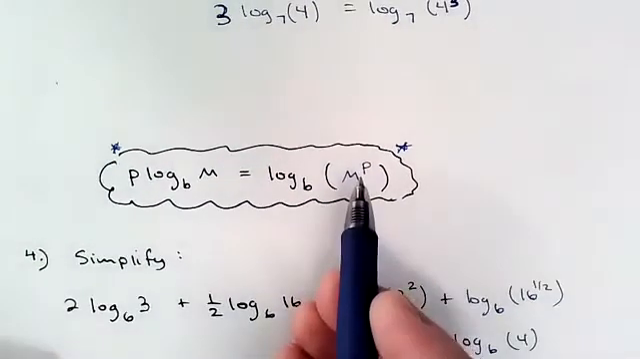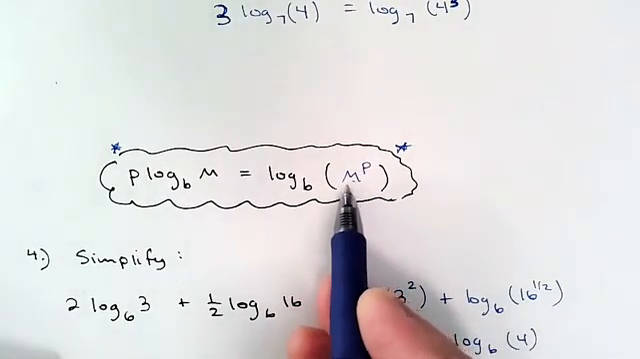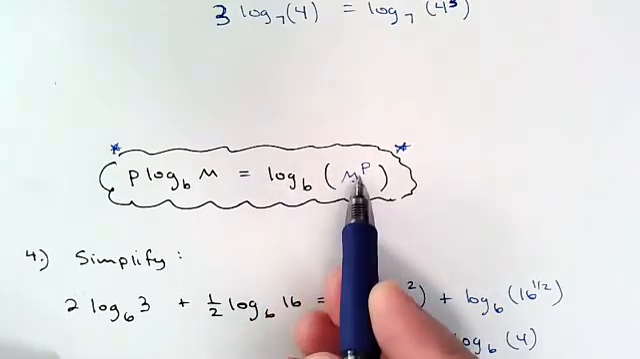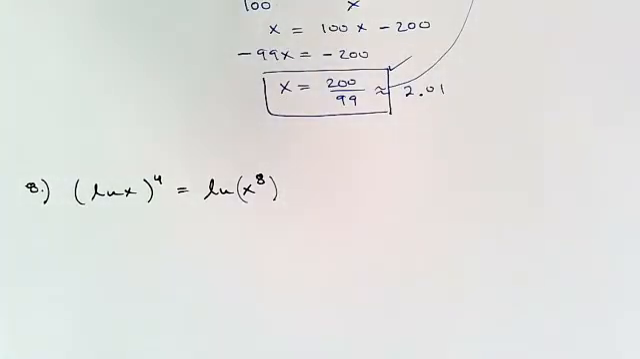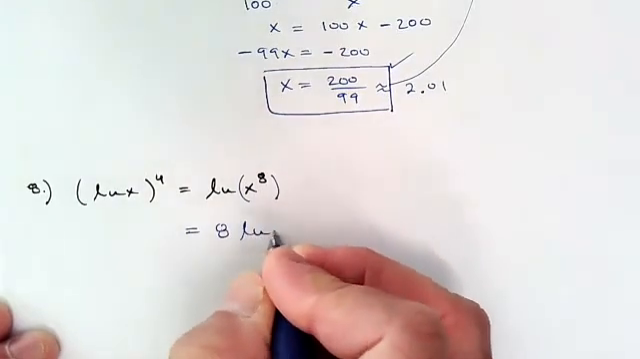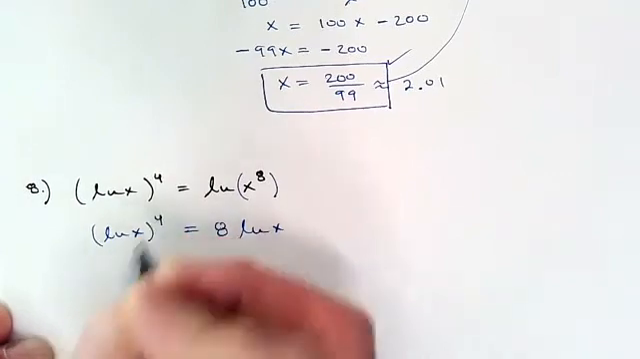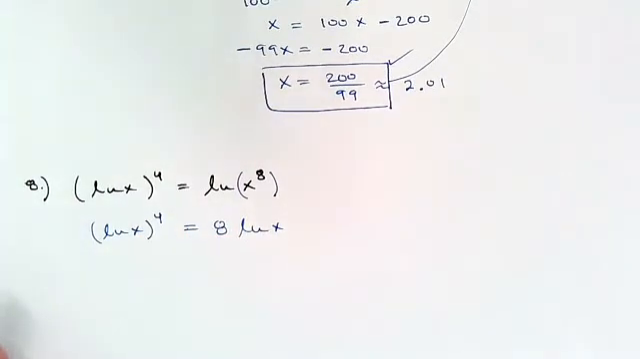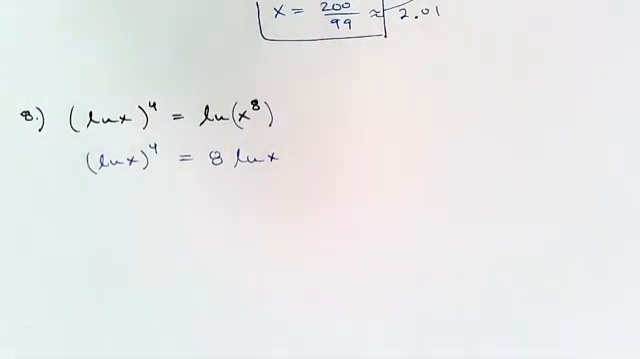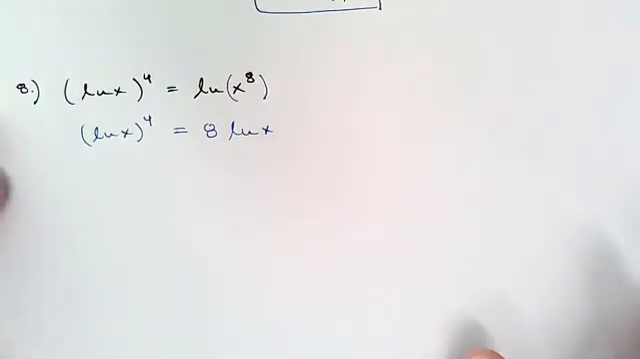Here's our property. The one that allows us to bring the exponent down is when the power is only on the number inside here, not the whole thing. So that means it's only the 8 that can come down by one of our log properties. This has to stay. Now we still have two logs here, and I don't think we're going to be able to use any of our log properties to condense this down.